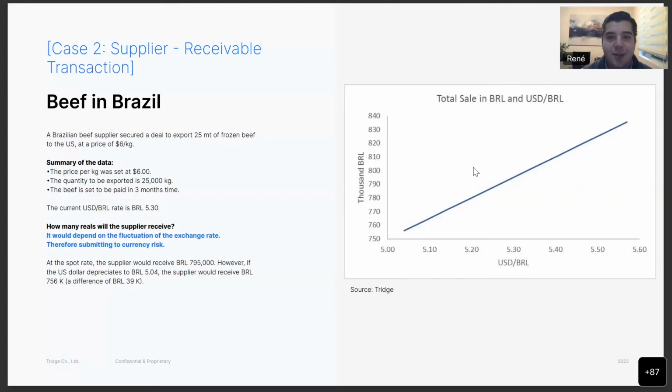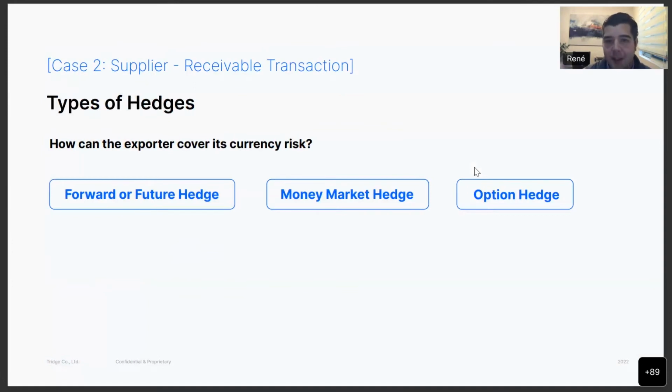So he needs to convert those dollars to reals. So he wants to maximize the amount of reals he will get for a dollar, okay? And that depends on the exchange rate, okay? If the Brazilian real appreciates, he will get fewer reals. If the Brazilian real depreciates, he will get more reals. Okay, that's why we always speak about exporters being favored with a weakening currency, because they get more of their local currency if the price in dollars remains the same.